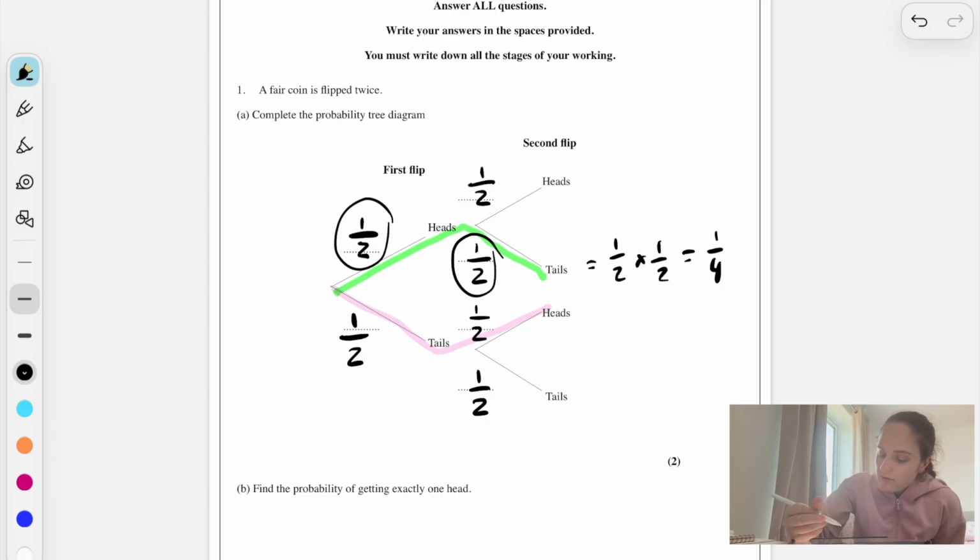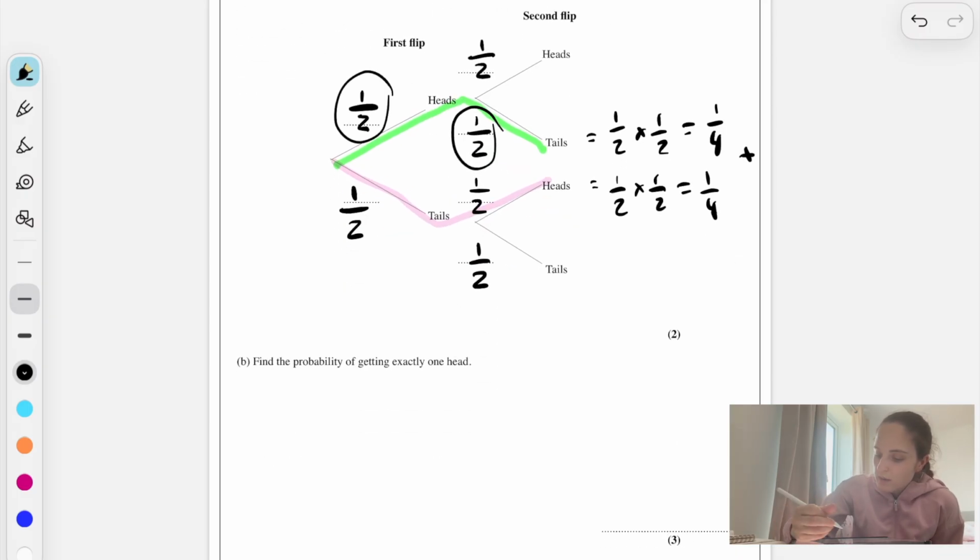So we're going to do the same thing for the other branch. So we're going to do a half times a half again. So a half times a half is still a quarter. So now what we do is we add these two. So a quarter plus a quarter, that's going to be a half. So the probability of getting exactly one head is going to be 1/2.